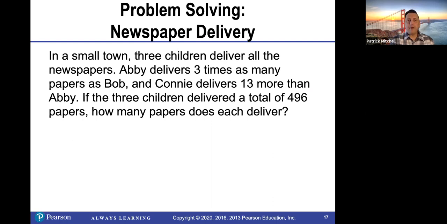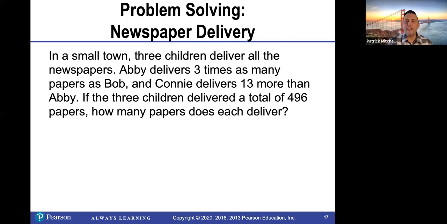Here's another example. In a small town, 3 children deliver all of the newspapers. I'm not sure if any of you are old enough to remember when children actually delivered newspapers. I'm old enough to have done it when I was a child.